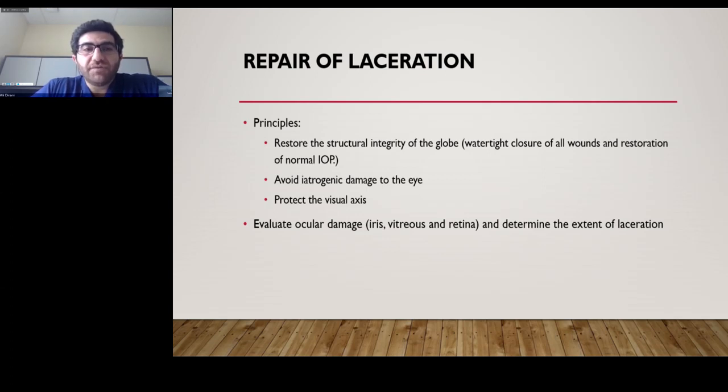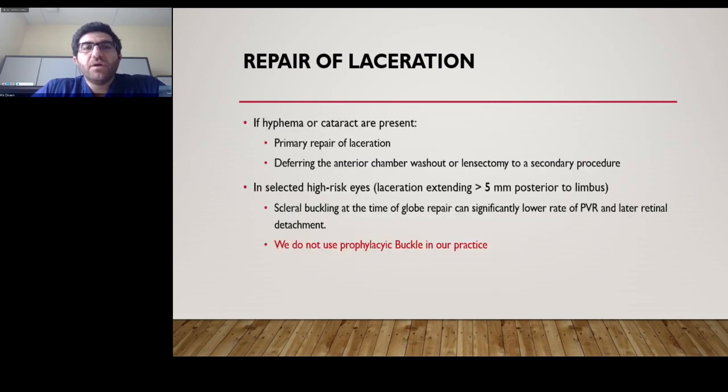The aim of the first surgery is to restore the structural integrity of the globe and to evaluate the ocular damage. We do not recommend prophylactic scleral buckling for patients with open globe injuries. As I said before, if we have a retinal detachment, scleral buckling can be used, but not prophylactically.